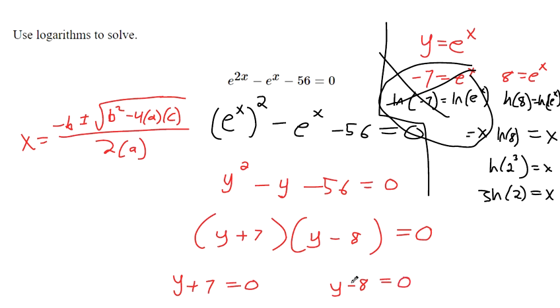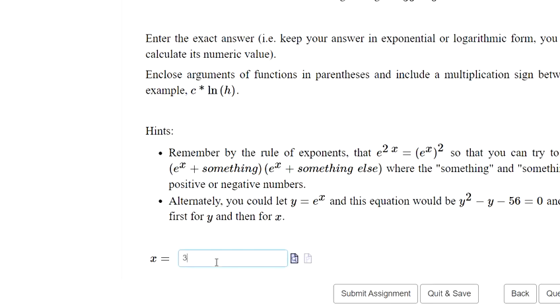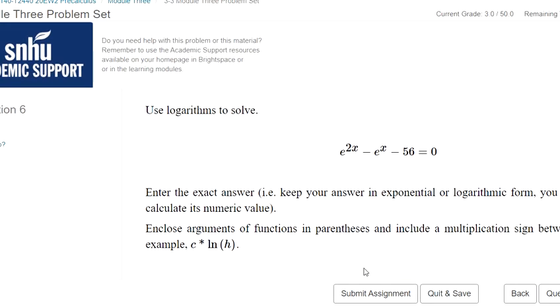Let me go to Mobi. Okay, so our answer was 3 natural log 2. Let me type that in. 3 times natural log 2. And let's submit.